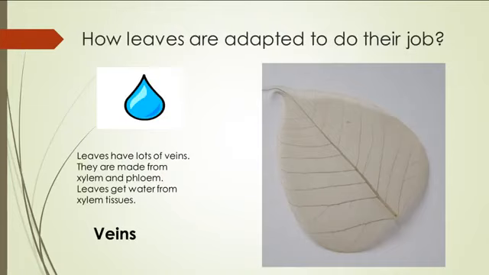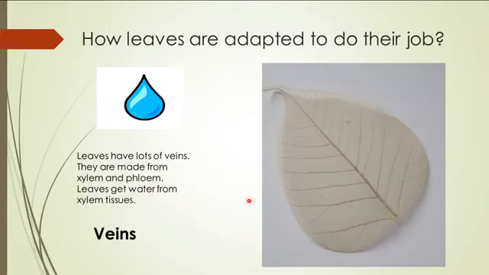How are leaves suited for their job? The main job of leaf is photosynthesis. To carry out photosynthesis, leaves need water. And we know water is carried in xylem vessels or xylem tubes. So leaf has lots of veins. They are made from xylem and phloem.